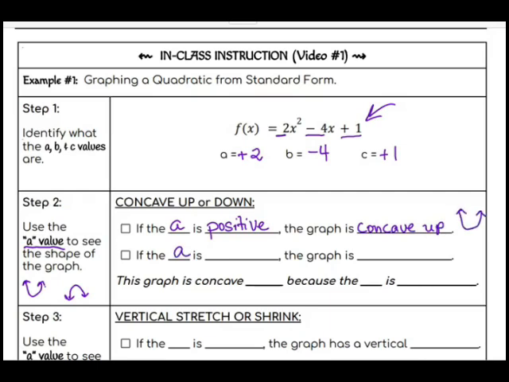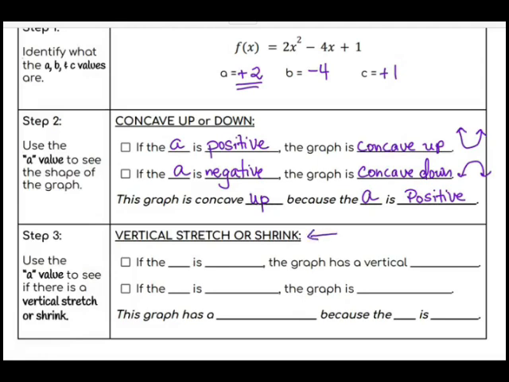If the a is negative, the graph is concave down, which is like this. Okay? So this graph is concave up because the a is positive. Right? We have a positive 2 for our a value.